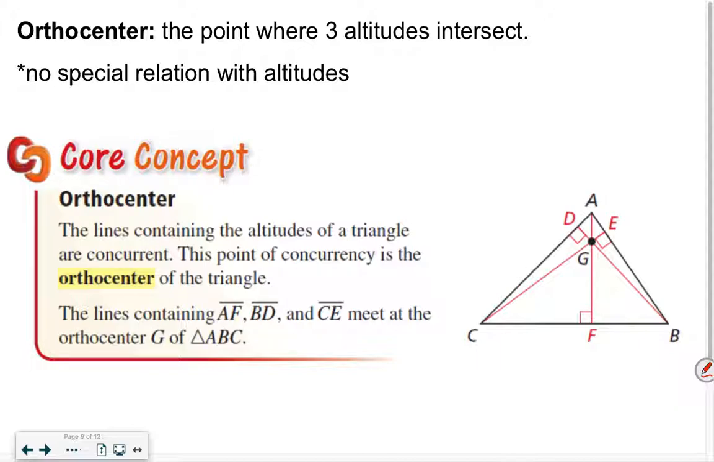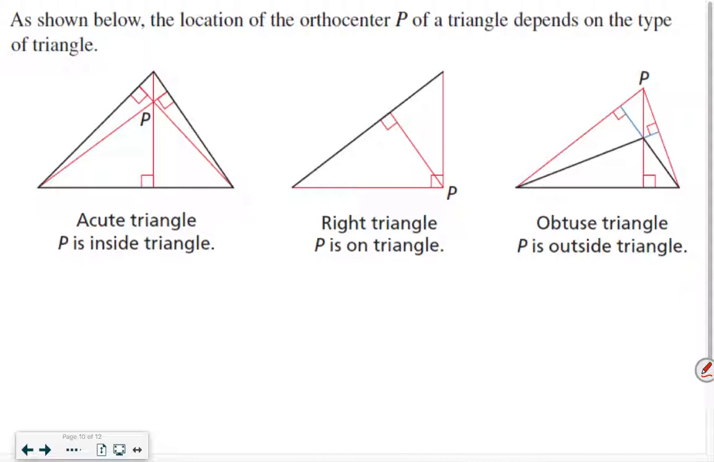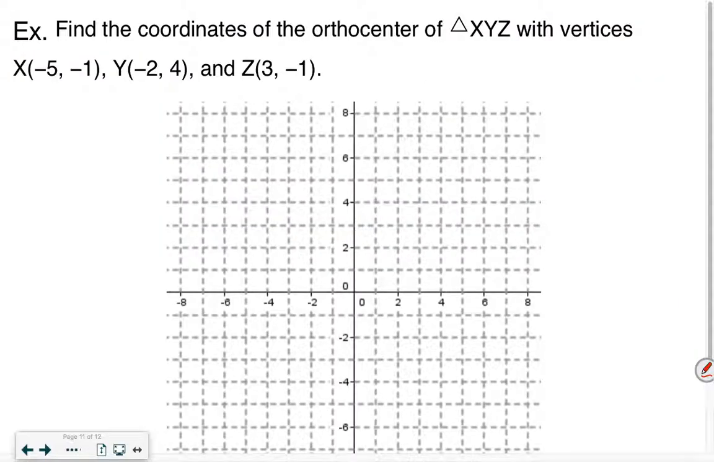And then altitudes meet at a point called the orthocenter. Lucky for us, it does not have any kind of special relationship. So we don't have to memorize any theorems at all. We just have to know what the name of it is, what type of segments make it up, and then we're going to do a quick little graphing problem over it. It's not terribly important. I mean, I guess it is.